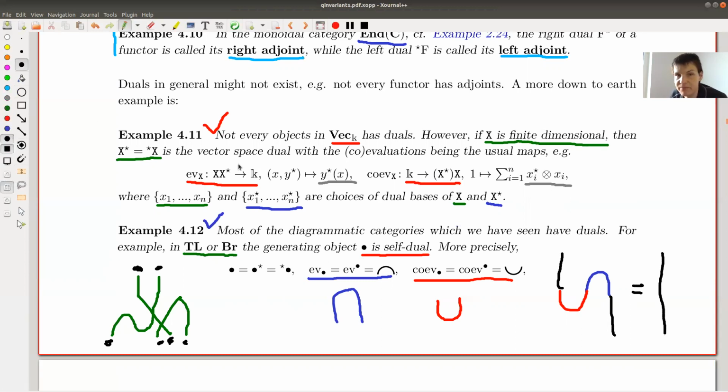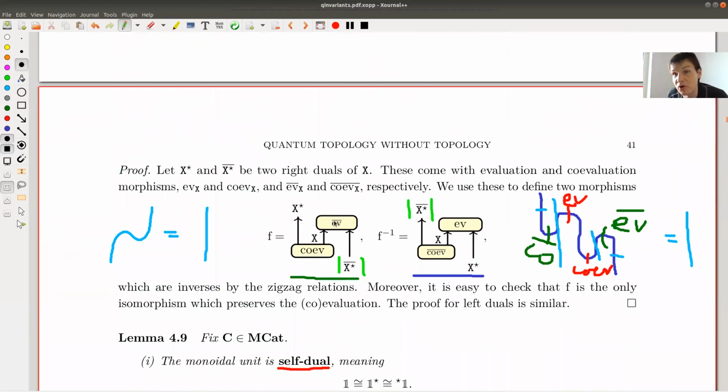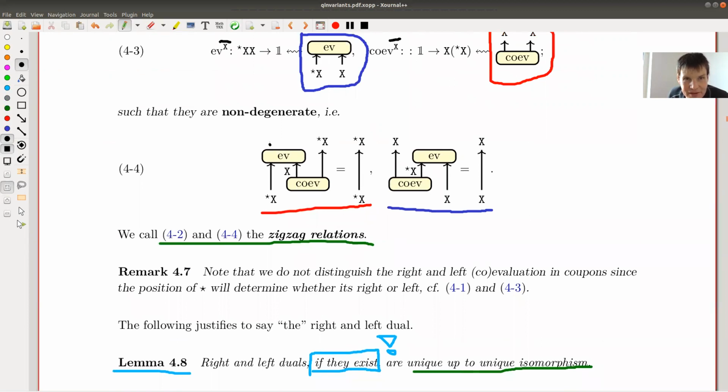That's basically what it means to be an evaluation and co-evaluation and non-degenerate. And that's, again, the picture you should keep in mind. Evaluation, co-evaluation, those are basically cup and cap maps in some abstract setup. And this is how I drew them before, right? I just put a box, but you can imagine that there is actually a cup sitting here, right?